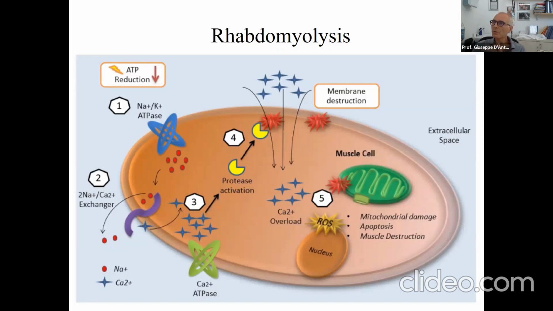The mechanism behind rhabdomyolysis deals with protease activation through an increase in calcium within the cells. This increase is followed by ATP reduction and reduced activity of the sodium-potassium ATPase, increased activity of the sodium-calcium exchanger, and so activation of protease and membrane destruction. The calcium overload within the cells is followed by oxidative stress, ROS production, reactive oxygen species that damage directly the nucleus and the mitochondria. So the triad in these cases includes mitochondrial damage, apoptosis, and muscle destruction.